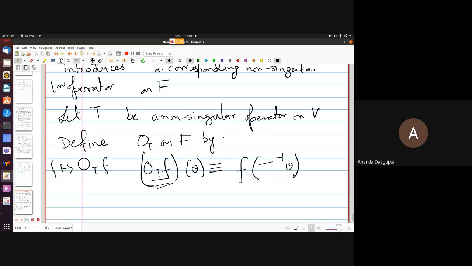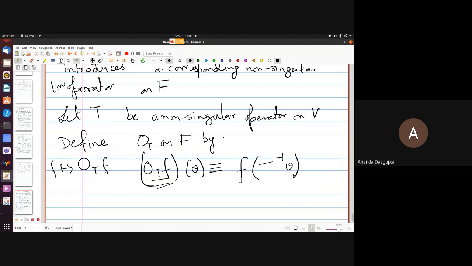So question, why do we have a rule which looks this crazy? Any answers? Why should we want to have a rule? Of course, notice that we have a function and we want to get a new function. That much we have to do, which means the original function acted on vectors to give you numbers. This new function OTf has to act on V to give you a number. On those grounds, it is fine. f acting on T inverse V is a number, right? T inverse V is a vector. So f acting on that is a number.